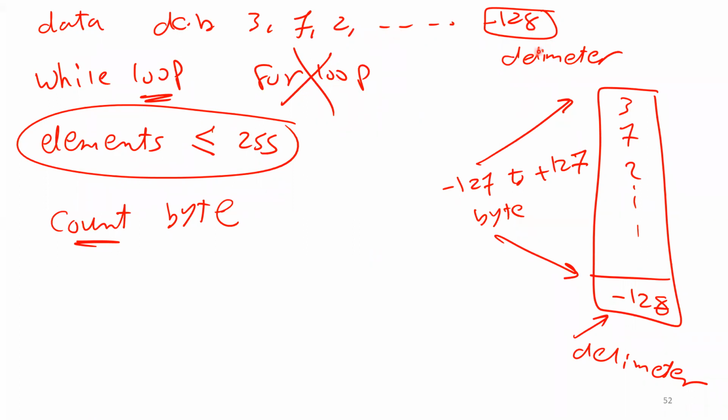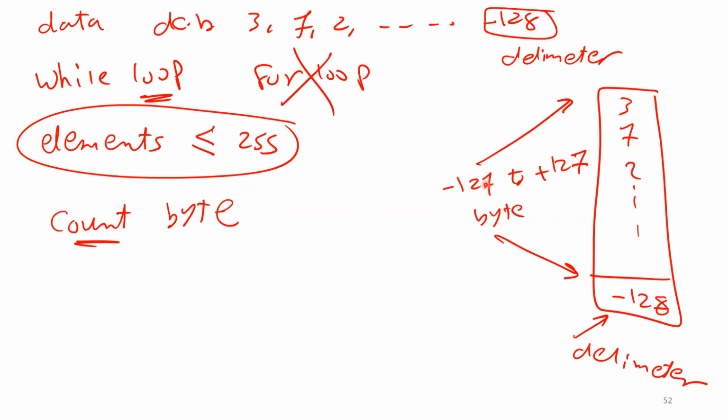You can change the length of the array and your program should still work without changing anything, because your program should not need the length of the array. It only needs to know the delimiter. That's why the first thing you have to think about is a while loop, only one loop, so that I can go through all the elements here. And once I find -128, that means I'm done. This is one thing I told you about.